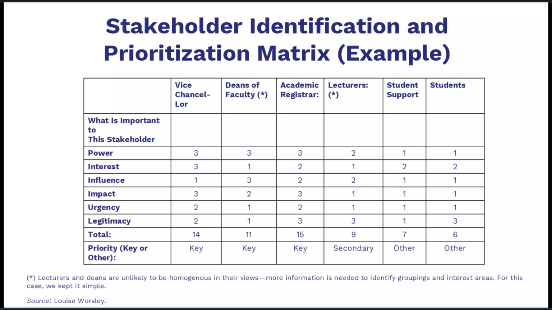Stakeholder identification and prioritization matrix. Example. This table scores each stakeholder on power, interest, influence, impact, urgency, and legitimacy, then totals the scores to rank priority. In this example, the Vice Chancellor, Deans, and Academic Registrar score highest and are tagged key, while lecturers are secondary and student support, and students are other.